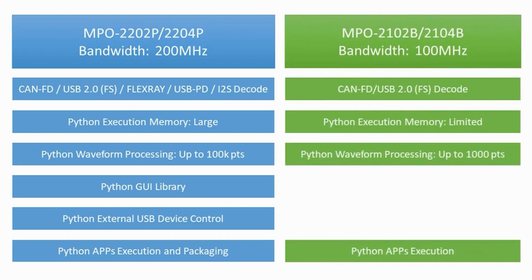The basic version offers a 100 MHz bandwidth with fewer bus decode capabilities. It uses fewer system resources during Python script execution and cannot access GUI libraries or control external USB devices. Although the basic version of MPO has limited Python capabilities, it can still execute Python apps that utilize GUI libraries and control external USB devices if such features are included in the installed Python apps.